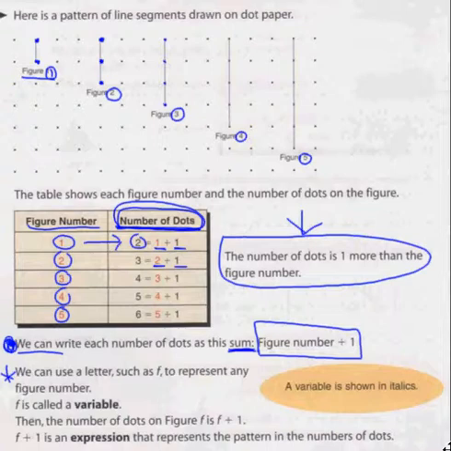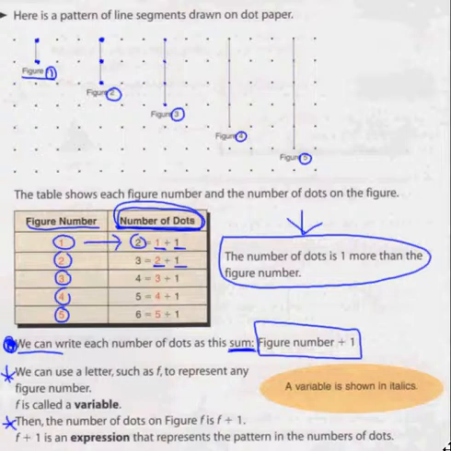Let's take a further look down. The very bottom sentence says, then the number of dots on figure F is F plus 1. This is an expression. In mathematics, we've got various ways of writing numbers down. And when we do this, there's no equal sign there. If I had an equal sign, we would call it an equation. But since there's no equal sign, we call it an expression. And it represents the pattern that gives us the number of dots.